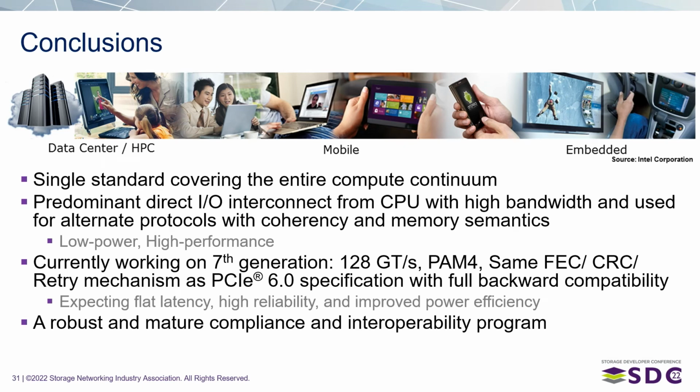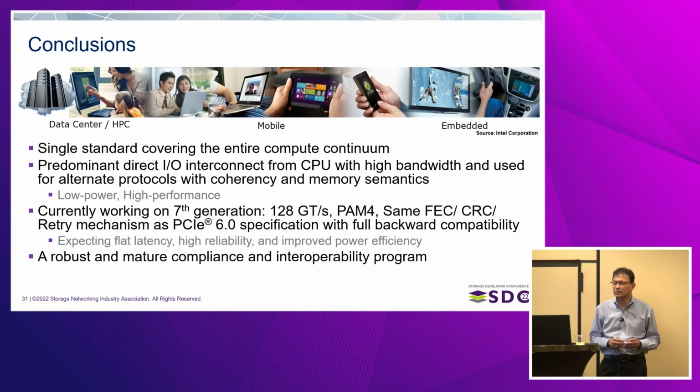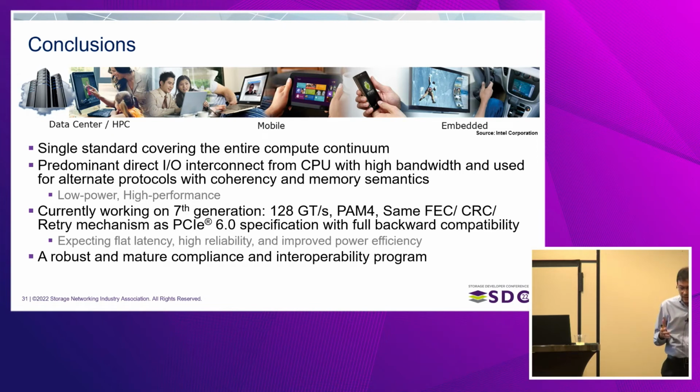So in conclusion, with PCI Express we have a single standard that covers the entire compute continuum. It's the predominant direct IO interconnect from the CPU with high bandwidth, and used for alternate protocols with coherency and memory semantics, low power, high performance. I generally say to people that PCI stands for peripheral component interconnect. It definitely is a peripheral component interconnect, but now it's also the main component interconnect. It's moved from the periphery to the main part, and it's also moving beyond into the rack level, which is the goodness of it, currently on the 7th generation.